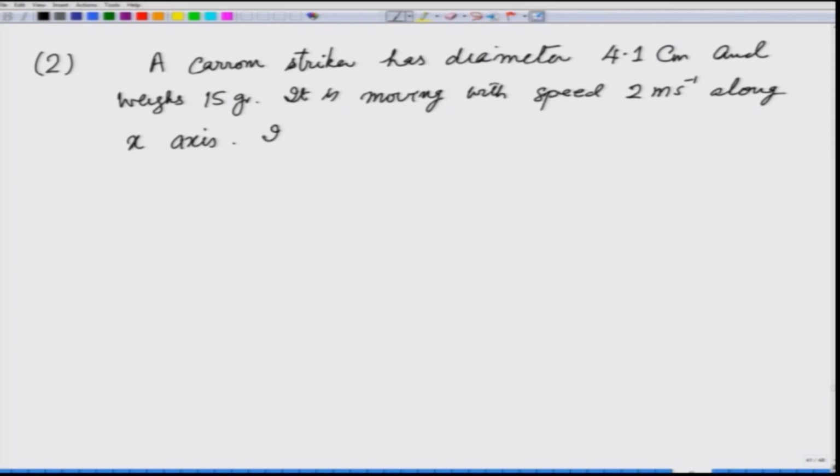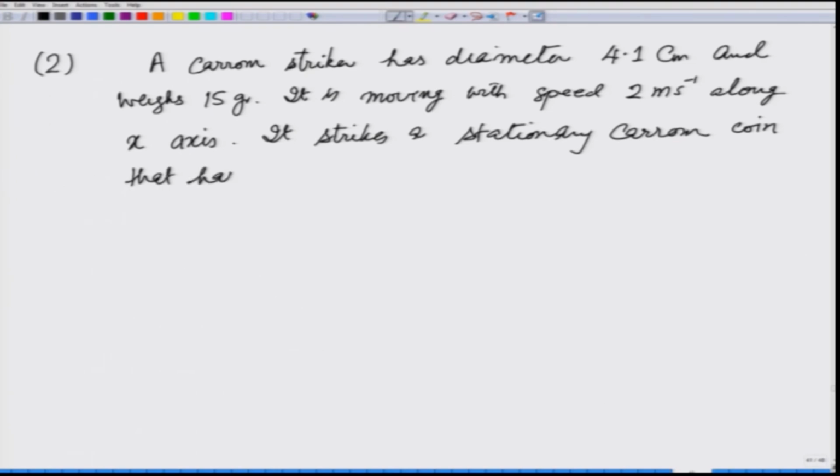It strikes a stationary carom coin that has diameter 3.1 centimeter and weighs 5 grams.